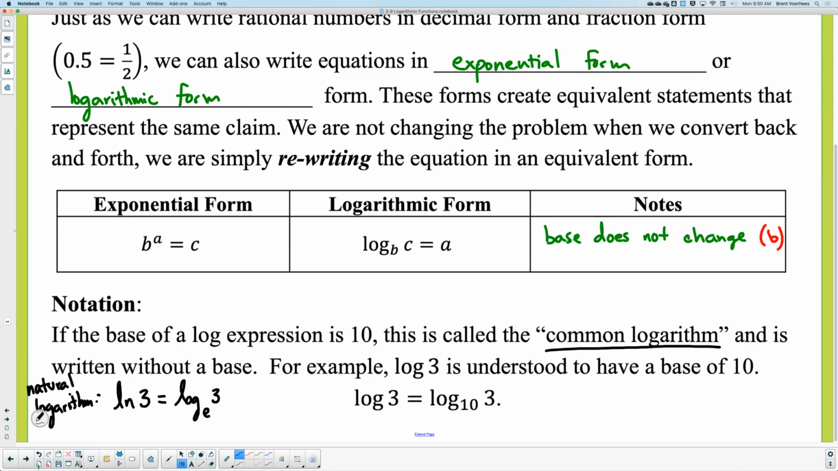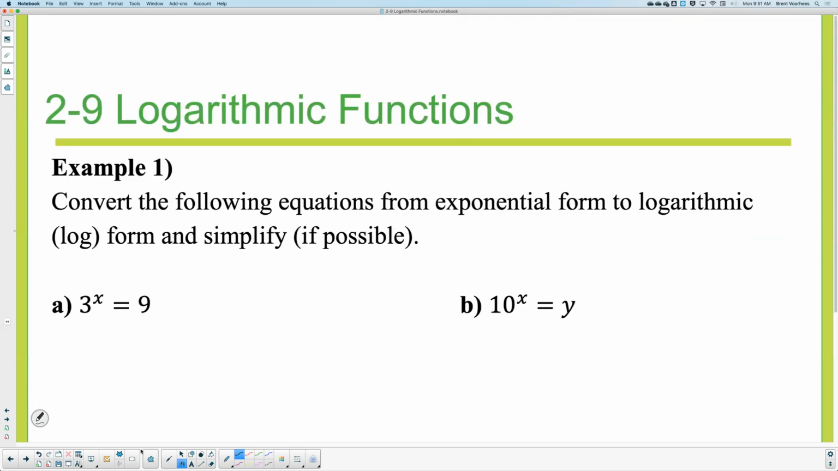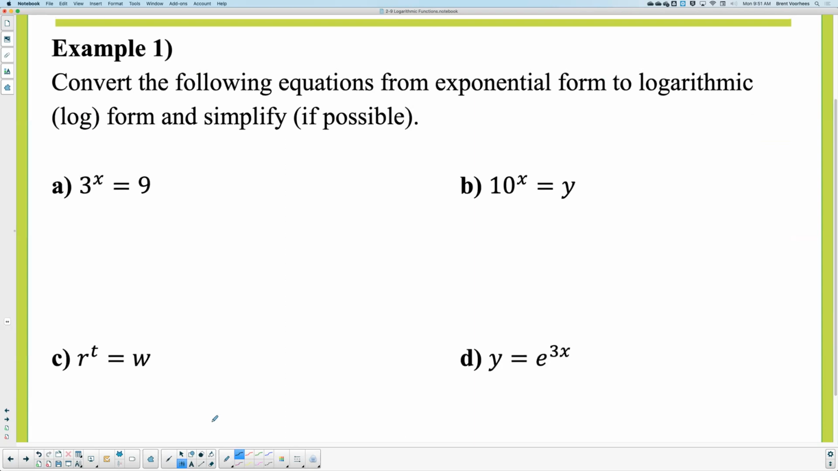Try that again. There we go. Okay, now with all that, now we'll finally hit some examples here. All right, let's convert the following equations from exponential form to logarithmic form and simplify if possible. Okay, so this one, you might know the answer. 3 to what power equals 9?